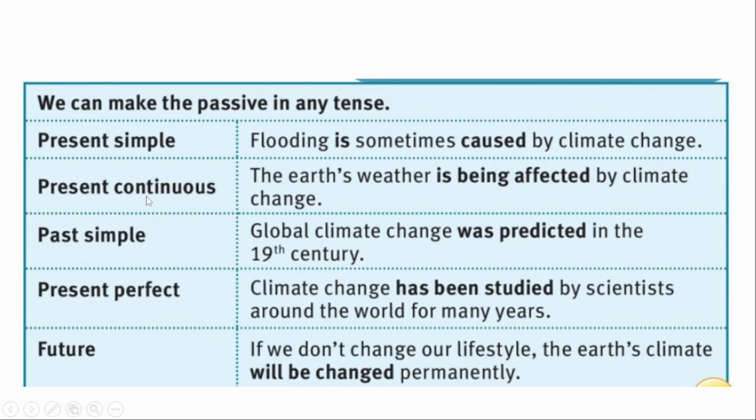Let's see an example. Present continuous: the earth's weather is being affected by climate change. Past simple: global climate change was predicted in the 19th century. Present perfect: climate change has been studied by scientists around the world for many years. Future: if we don't change our lifestyle, the earth's climate will be changed permanently. Okay, so let's go and see one by one.